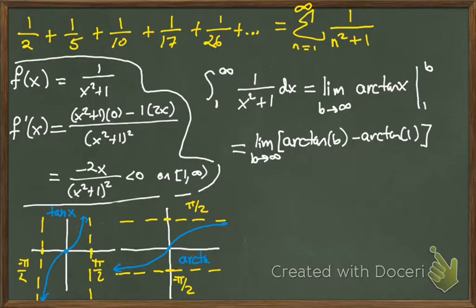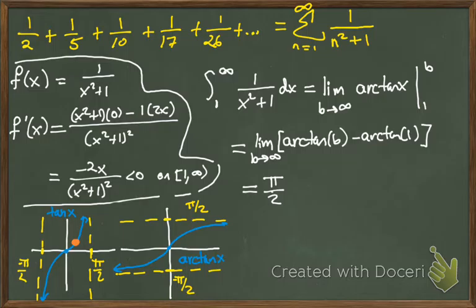Okay, and then we can observe, part of what's going on here is we're taking the limit as we go to infinity of the arctan. So as we go to infinity, it looks like our graph is flattening out to pi over 2. So that's what the limit's going to be there, and that's going to be equal to pi over 2.